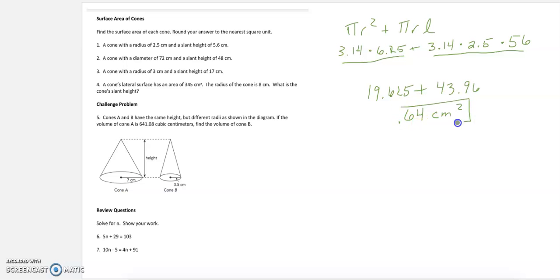All right. Next one. Cone has a diameter of 72. So if it has a diameter of 72, that means it's got a radius of 36. So again, let's just use the same formula.